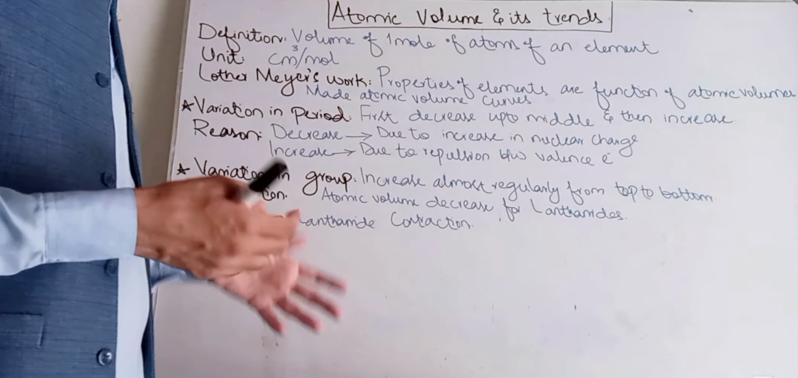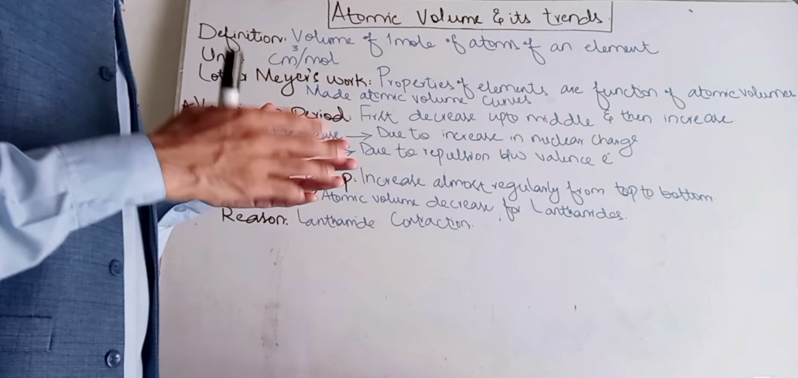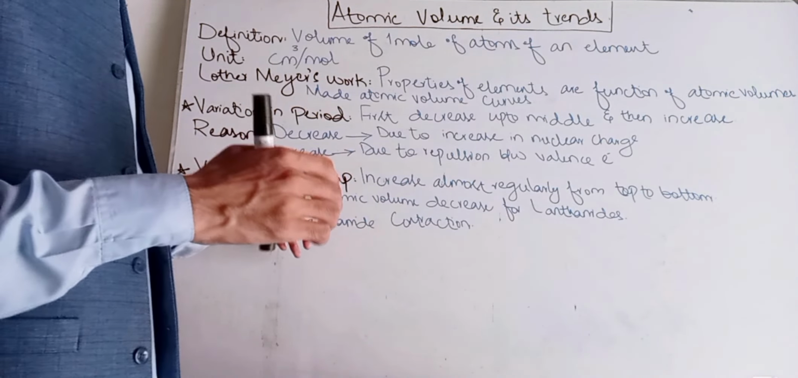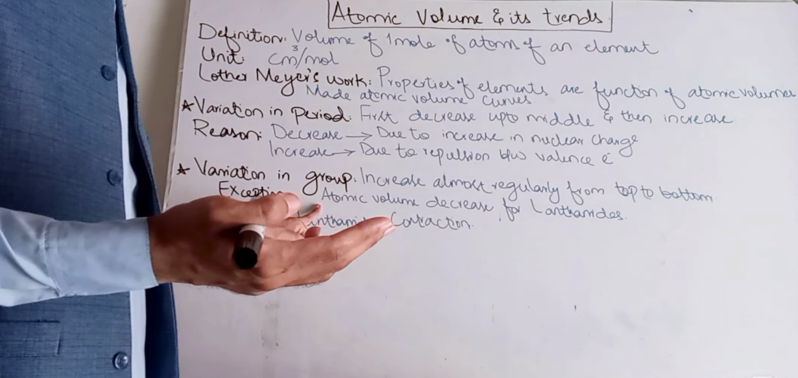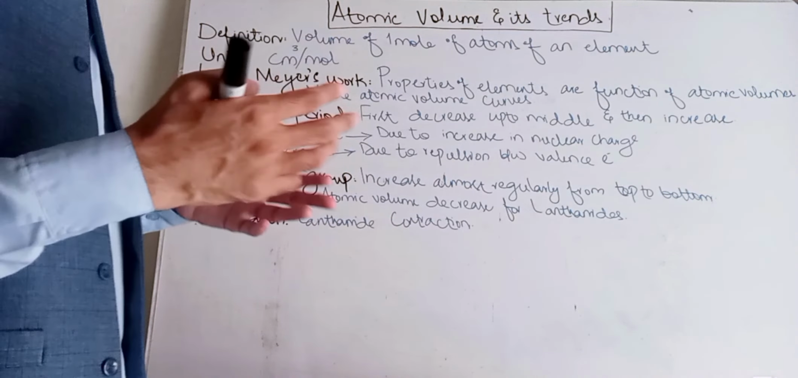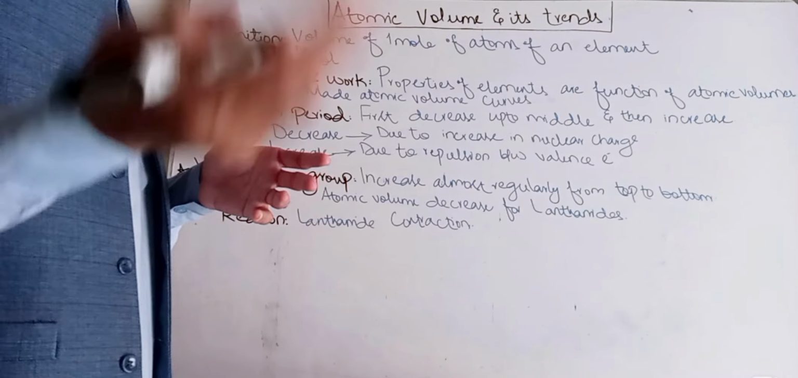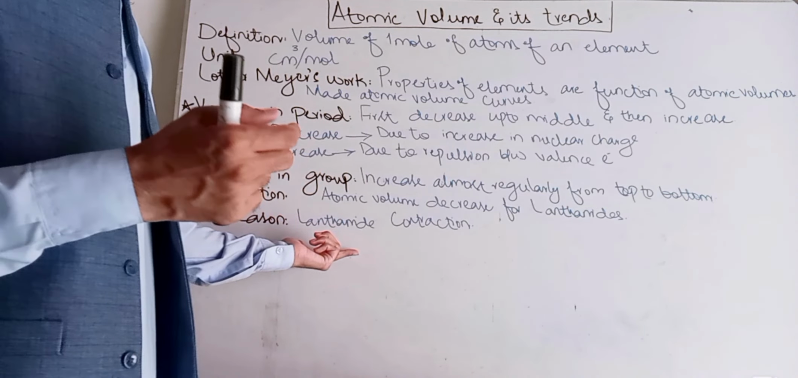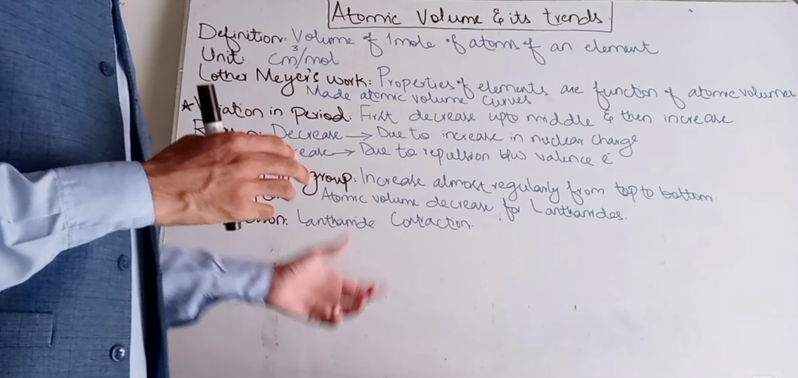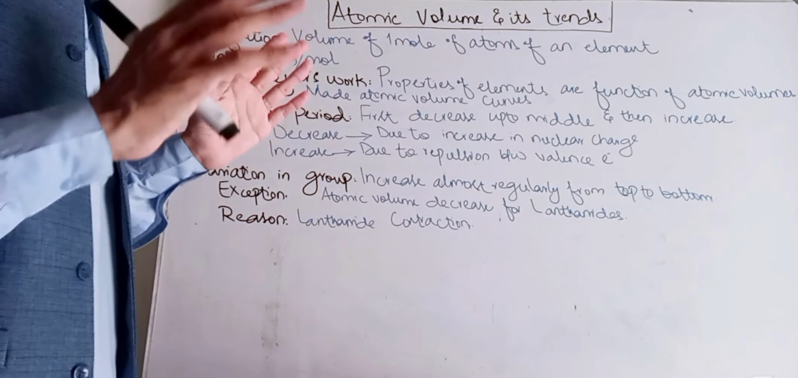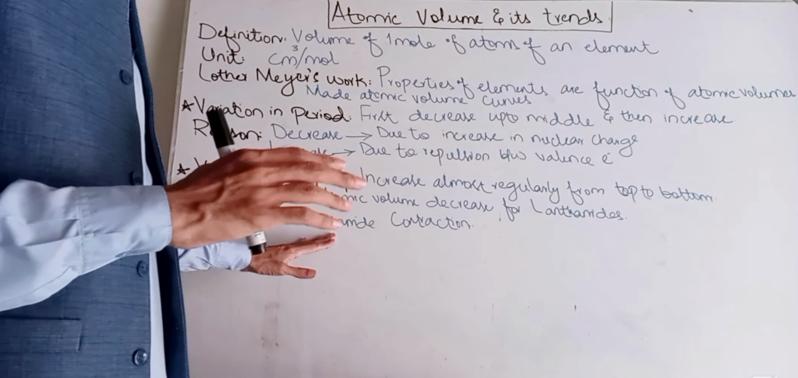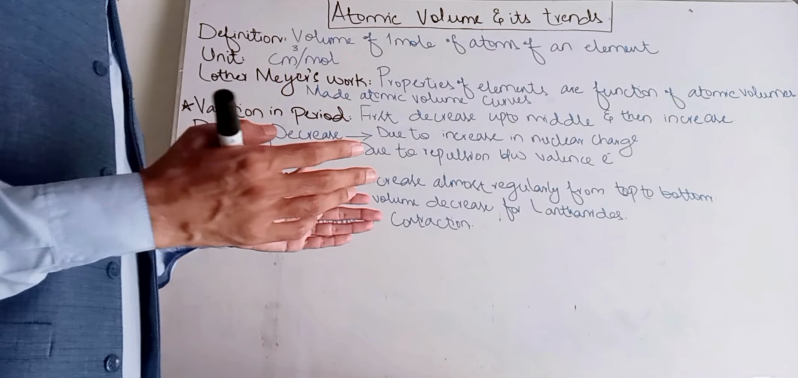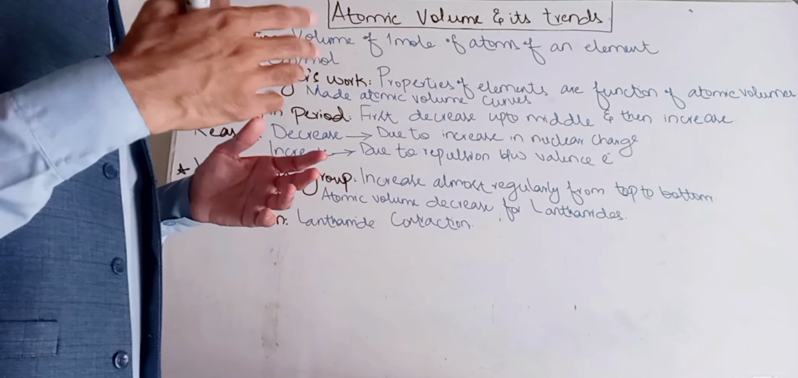When we move from top to bottom and we reach the lanthanides, the atomic volume starts decreasing. And why does it start decreasing? The reason is basically the lanthanide contraction. We will make a separate video on the lanthanide contraction. So up till now, you must know that the exception in the case of the lanthanides is because of the lanthanide contraction.